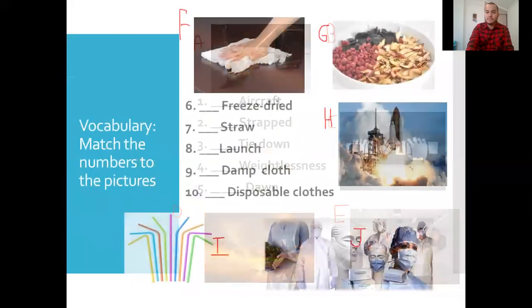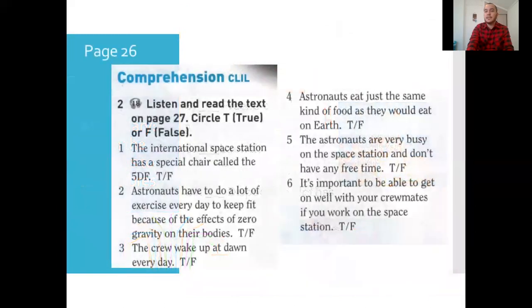After that, there is another activity, which is the typical one of true or false, okay? Number one, for example, says the International Space Station has a special chair called the 5DF. What is that? Have no idea. So is that true or false? And please, this time, if the sentence is false, please justify the reasons why, okay? You can do it on your copybook, on your text, etc.